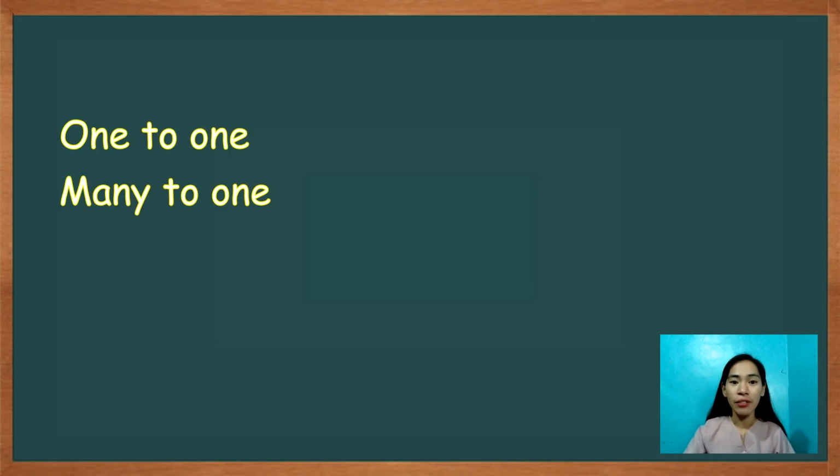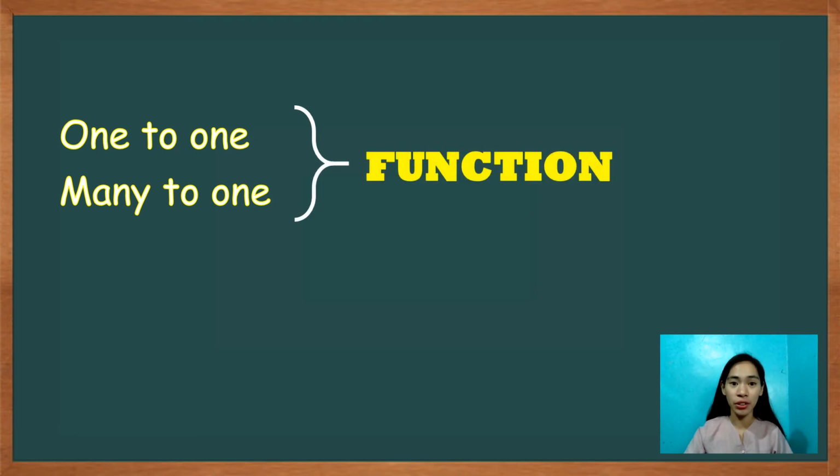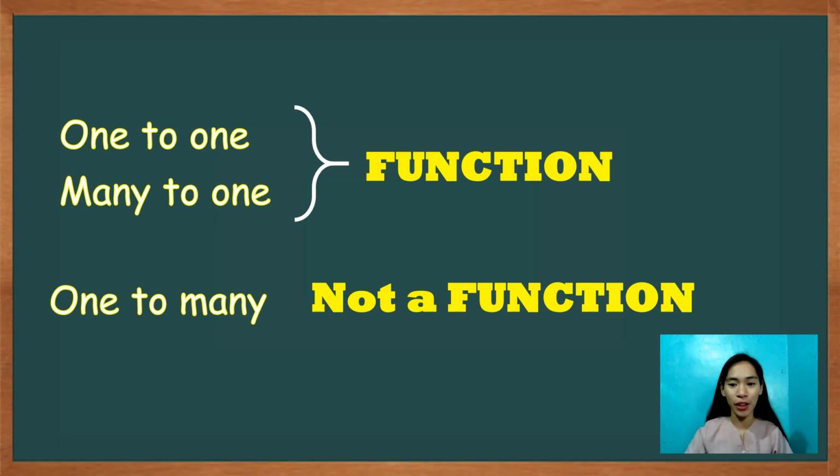Let us analyze this. If the relation of the ordered pairs is 1-to-1 or many-to-one, the relation is a function. While if the relation is 1-to-many, then the relation is not a function.